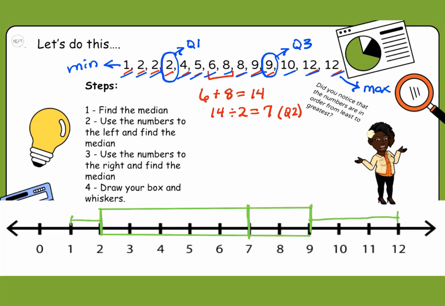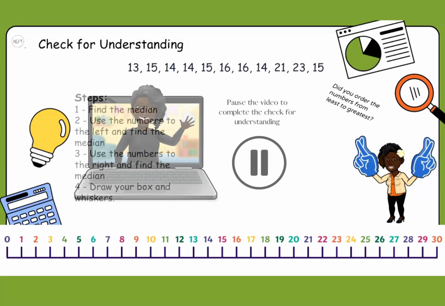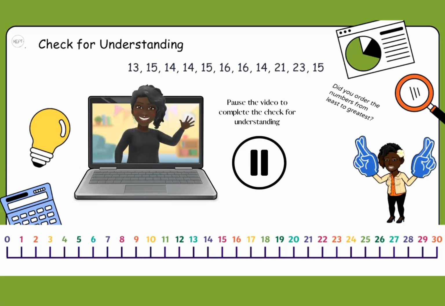To find the IQR for this data set, we use the Q3, which is equal to 9, and subtract away the Q1, which is equal to 2. So that means our interquartile range for this problem is 7. Now that I've shown you one, I want you to pause the video here and take the opportunity to try and draw a box and whisker plot using the data that you have been given.